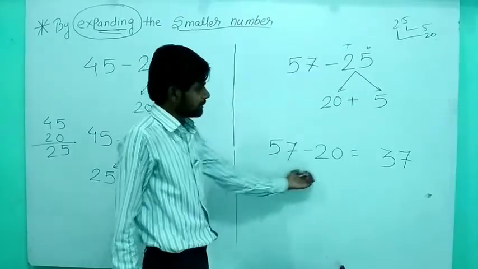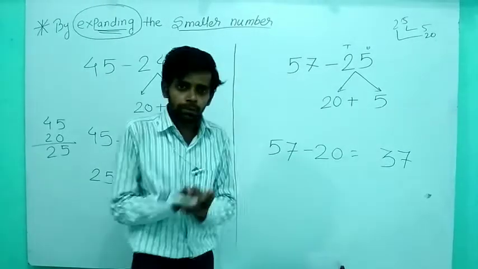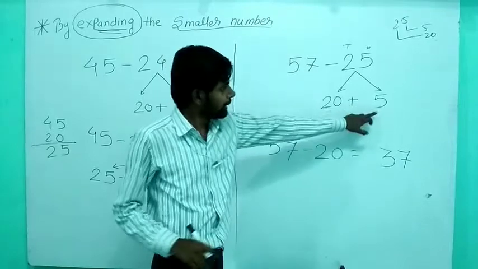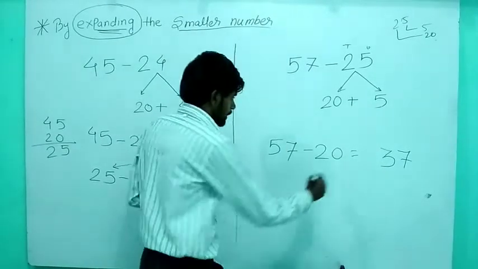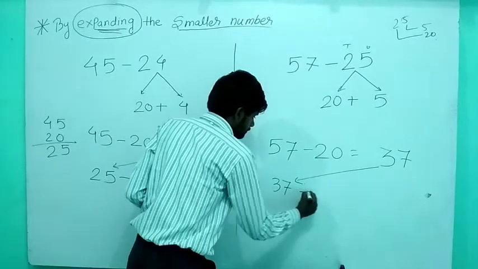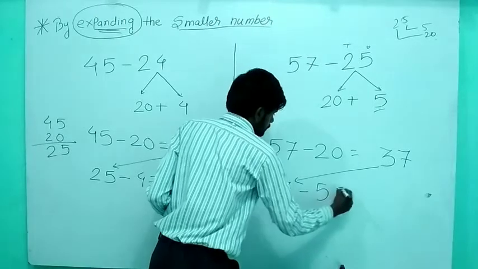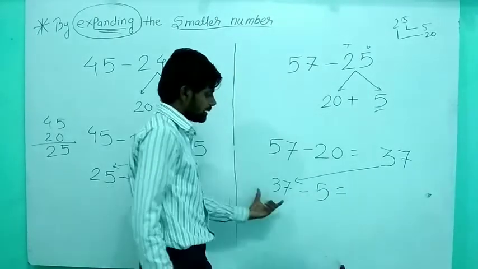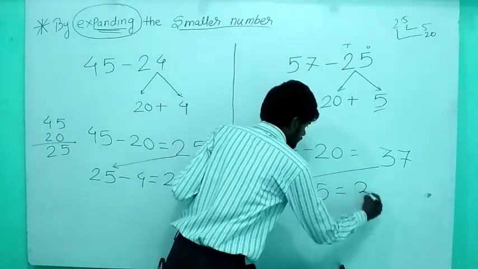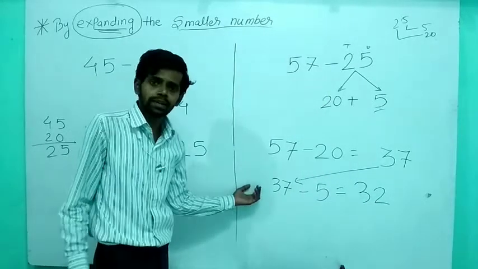देखो, अब 57 में से जो है 20 माइनस हो गया. अब कितना बच गया हमारे पास 37. अब हम लोग 37 में से 5 को फिर से subtract कर देंगे. So write down this 37 here. 37 minus remaining number is 5. So 37 minus 5 is 32. Understood how to find the answer?